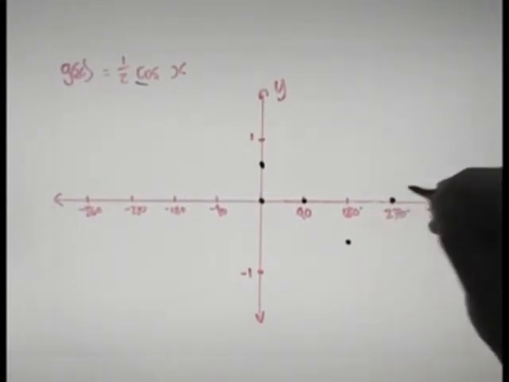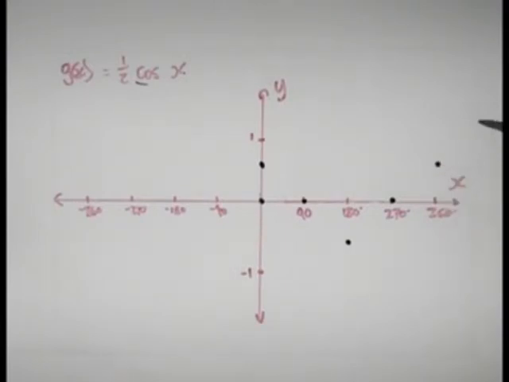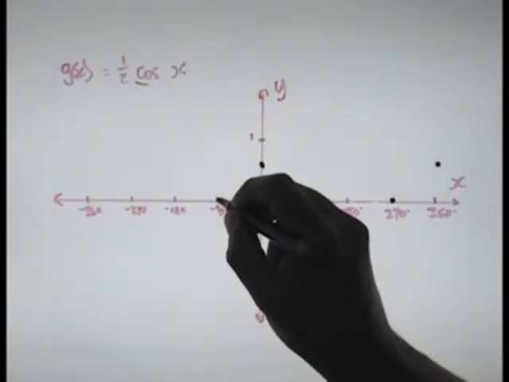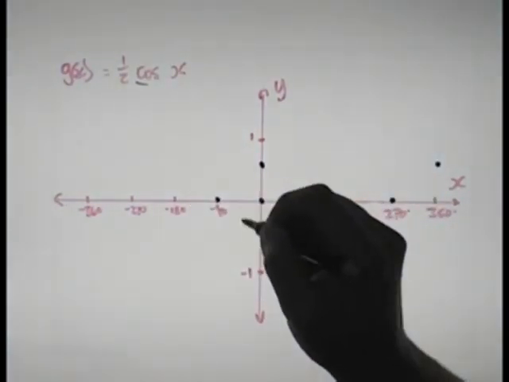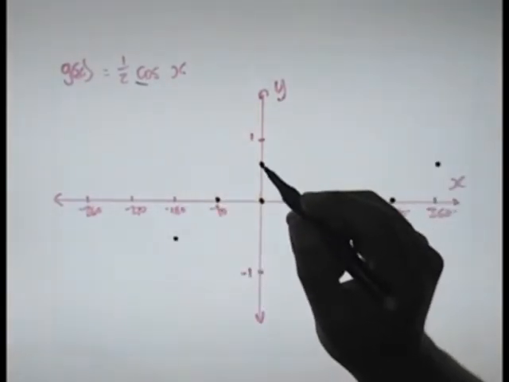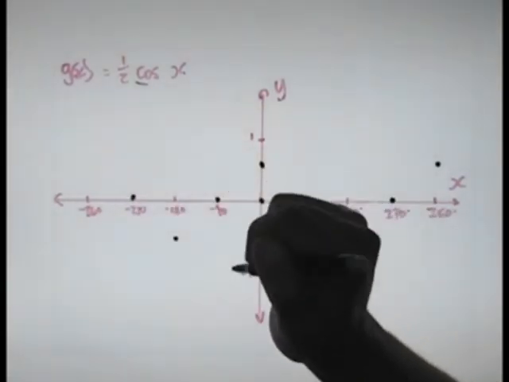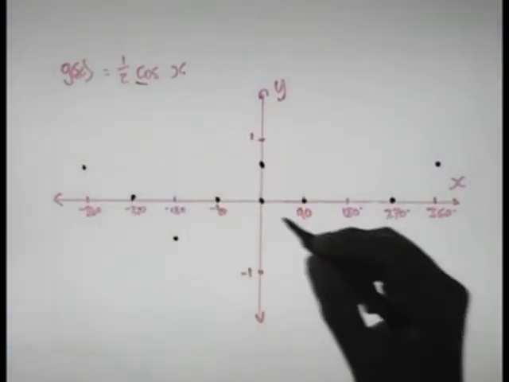Cos of 270 is 0, times a half is 0. Cos of 360 is positive 1. Positive 1 times a half is a half. Cos of negative 90 is 0, times a half is 0. Cos of negative 180 is negative 1, times a half is negative a half. Cos of negative 270 is equal to 0, times a half is 0. Cos of negative 360 is equal to positive 1, times a half is a half.